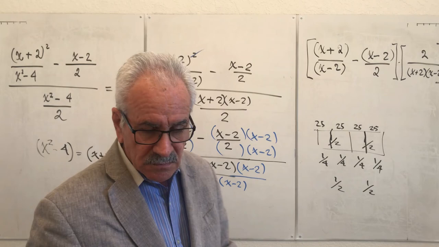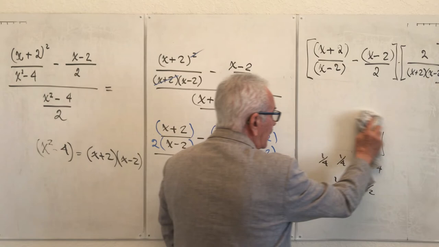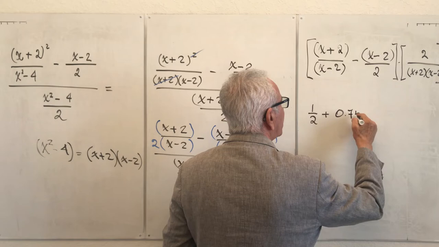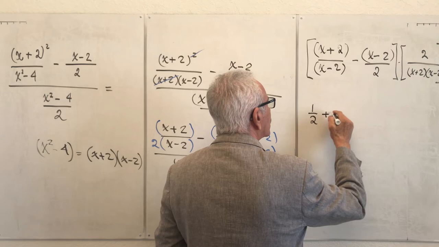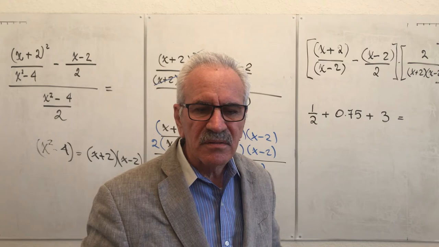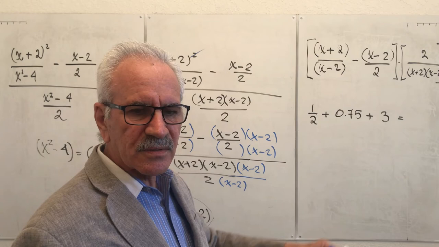So now if I tell you, add mentally 1/2 plus 0.75 plus 3 equals what? Mentally, 10 seconds. You do this operation every day when you go to Publix. Tell me the answer.